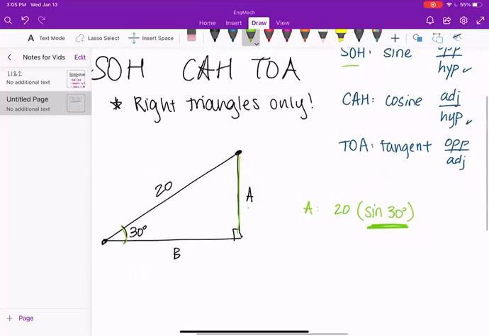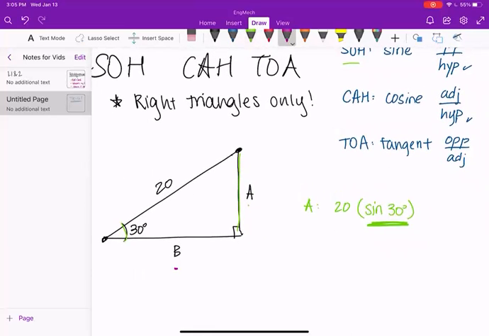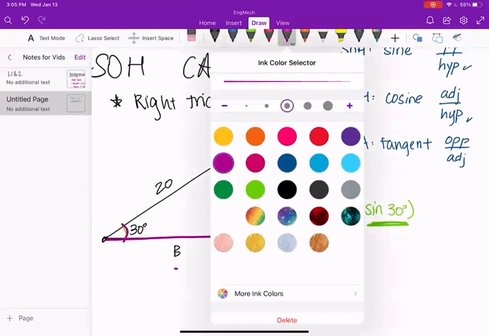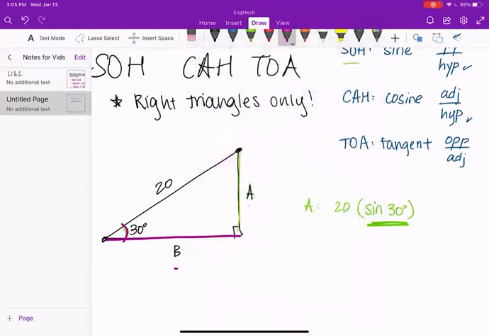Similarly, if I'm looking at B, which is the bottom side here, and I'm relating it to this angle, how can I figure out which trig function to use? Well, I know if I used sine on this side, on side A, side B has to be cosine. But if I'm starting with side B, how would I figure that out?